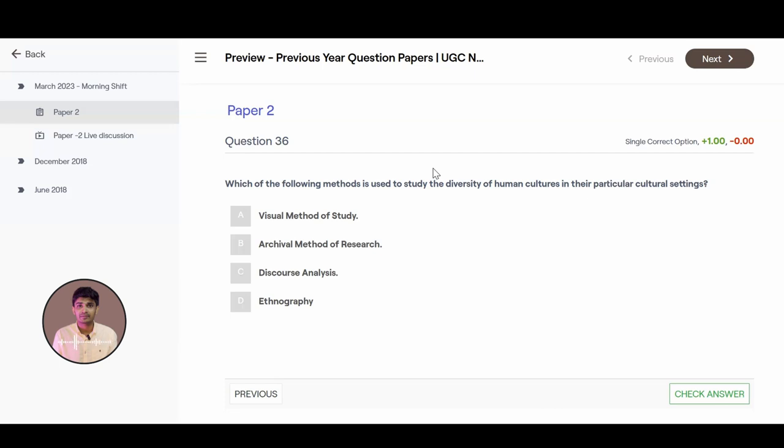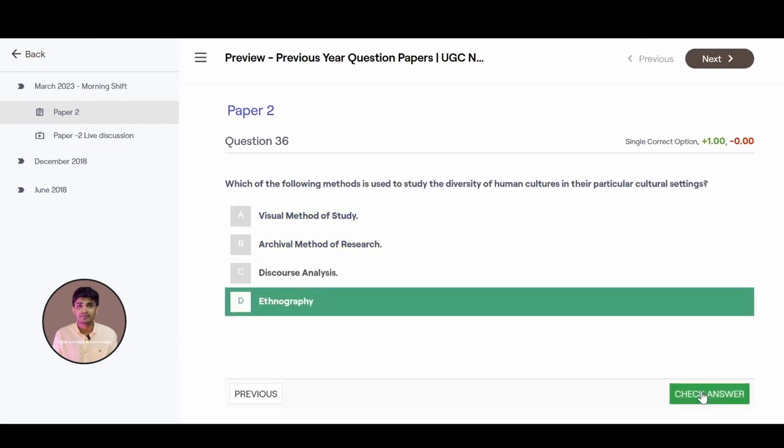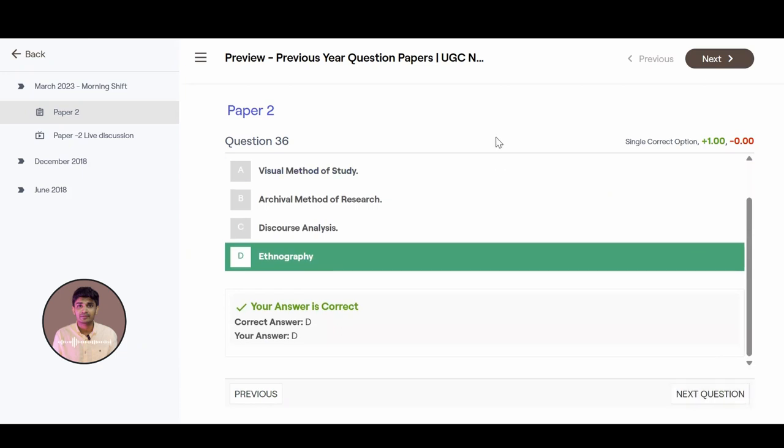Now comes ethnography. What is ethnographic study? Ethnographic study is when you immerse yourself among the people to whom this cultural setting belongs. If you do an extensive ethnographic study, it can give you an idea of that particular place. So isn't D, which is ethnography, the answer? D is the answer. Even if you do not know the answer directly, you can think along these lines and come up with an answer.